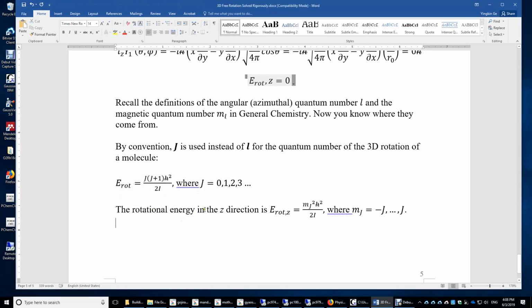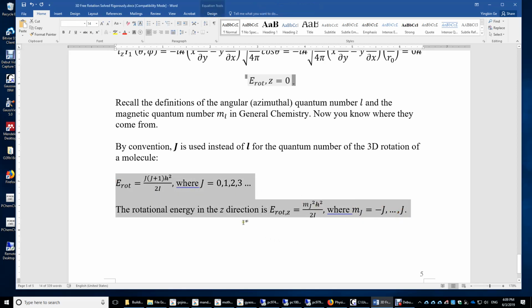The rotational energy of a linear molecule in the z direction is this. It's m_j squared h bar squared over 2I, and m sub j goes from negative J to positive J. Again, these two equations can be used for a linear molecule. How about nonlinear molecules? The derivation and the expressions are more complicated.